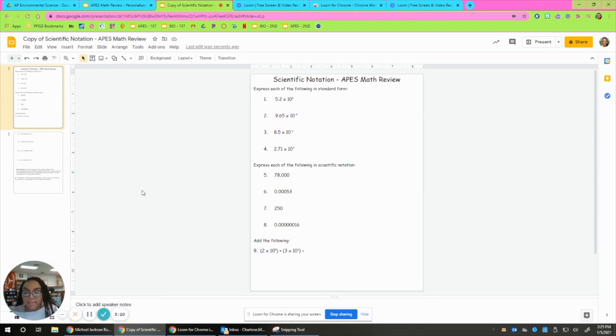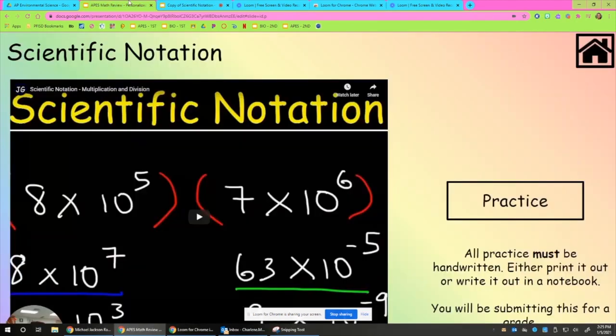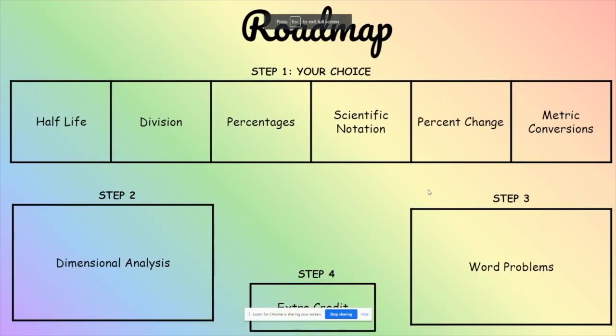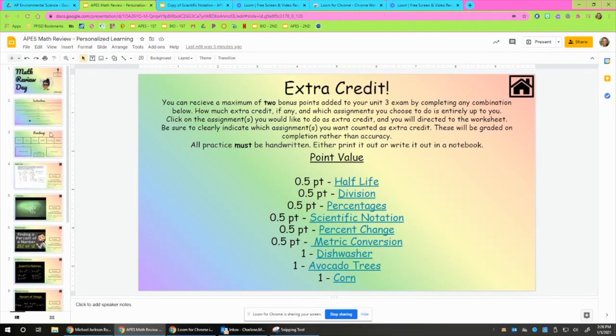So they get some practice as well as word problems. After they did that, they would go back to this slide. They would click the house, and then they'd move to step 2, dimensional analysis, which is the same setup. That is the general idea of how this works.